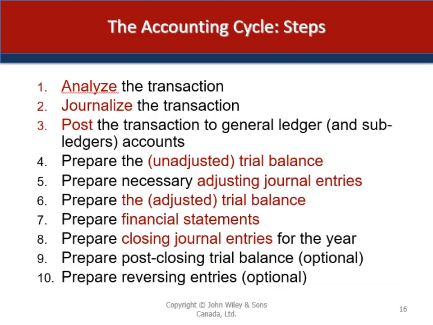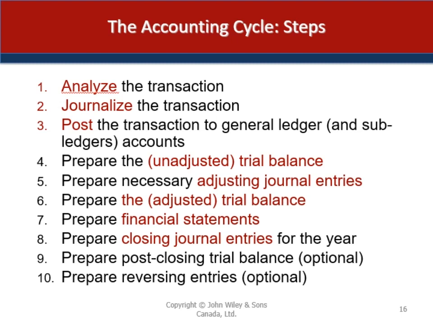So we've talked about all of the steps in the accounting cycle. Here they are listed. We start by analyzing the transaction, determining whether we have the basis to recognize the transaction in our books. Then we would journalize the transaction if it was required to be recognized. We would post that transaction to the general ledger and its subledgers. We would prepare an unadjusted trial balance when we're getting ready to do our year-end financial statements. We would prepare adjusting entries to adjust those numbers to recognize accruals and deferrals and any estimates that we need to make. Then we would prepare the adjusted trial balance, and from that we would prepare the financial statements.